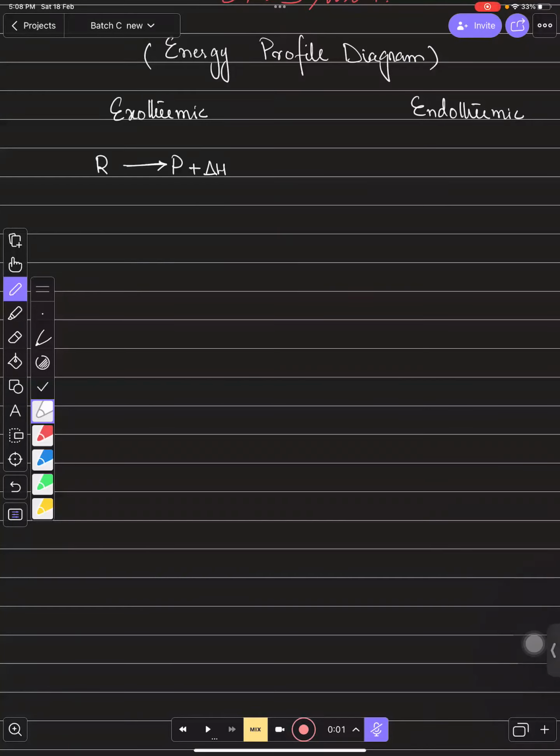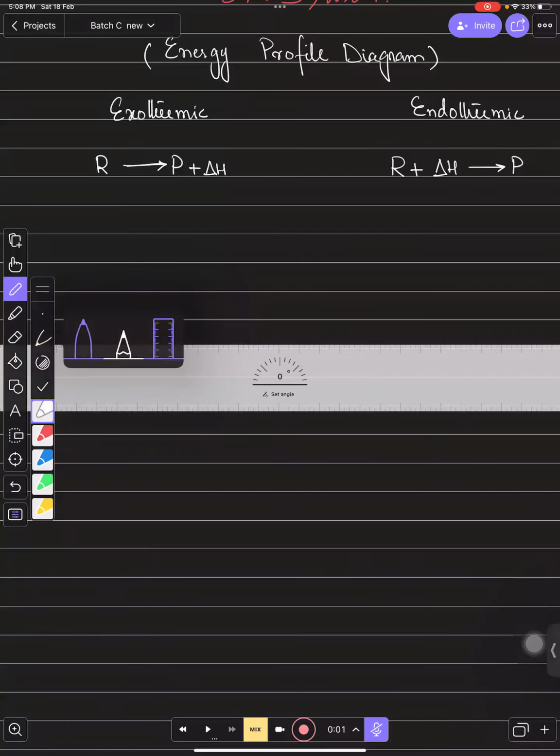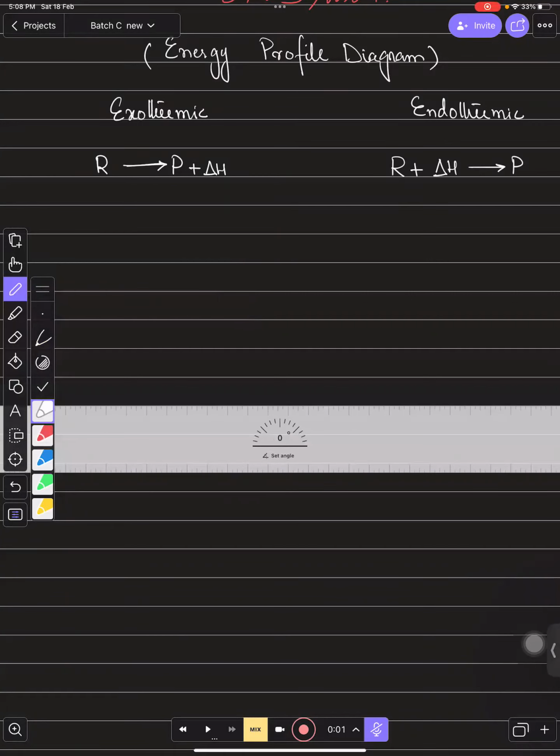Yes, sir. Same as that, in endothermic reactions, reactants absorb energy and form products, right? So it means the energy which is absorbed in the reaction is one of the reactants, right, kids? Yes. So here we are going to draw some diagrams for this.